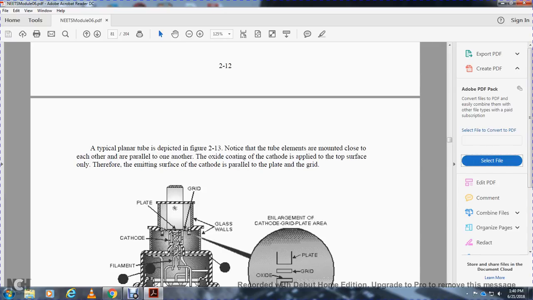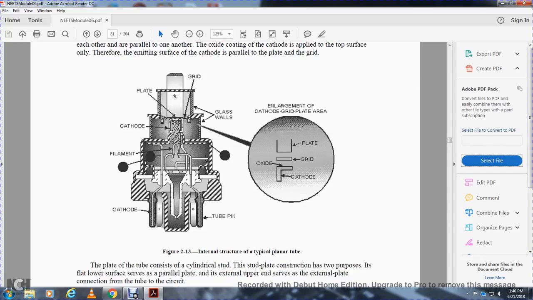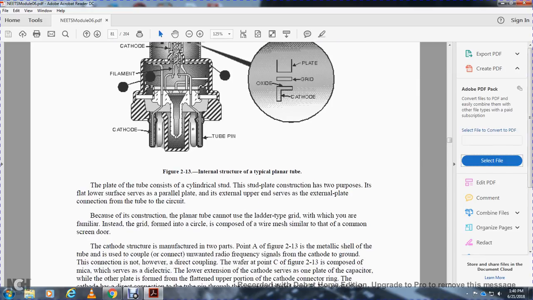Note the tube elements mounted close to each other, parallel to one another. The oxide coating on the cathode is applied to the top surface only, therefore the emitting surface of the cathode is parallel to the plate and the grid. Figure 2.13 shows the internal structure of the typical planar tube: grid, plate, glass walls, cathode, filament, cathode, tube pin, plate, grid, oxide, cathode, enlargement, cathode, grid, plate area.